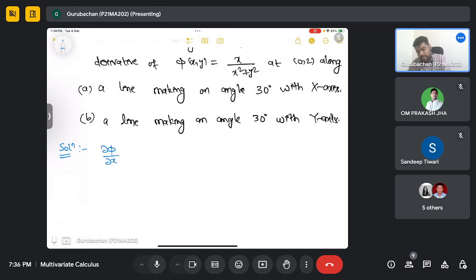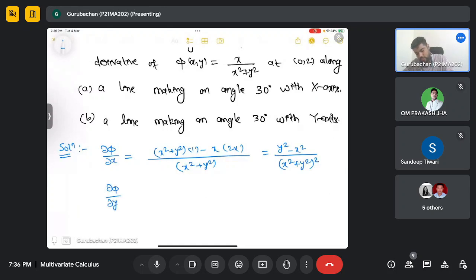Del phi over del x is minus, this will give us y square minus x square divided by x square plus y square whole square, times 2y by chain rule. So it will give us 2xy divided by x square plus y square whole square.